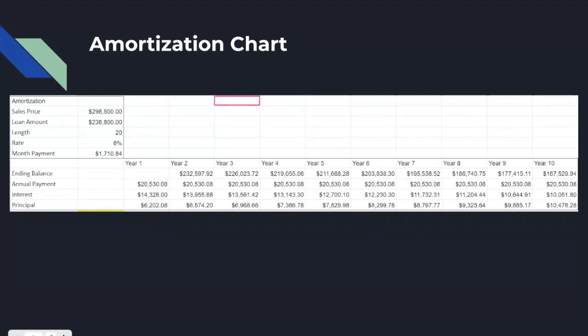Again, this is an annual payment. In the chart above, you can see the monthly payment is just above $1,700 a month, but that equates to about $20,530.08 as an annual payment. And then you can also see the interest going down based on how many payments you make. That's expected to see in an amortization chart, as well as the principal amount that you pay every single month to increase.